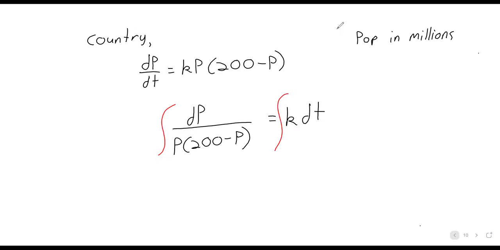And once you have A and B, that's 1/200 times 1/P plus 1/200 times 1/(200 minus P) dP, remember, not dT, dP. So what I'm doing is I'm taking this and I'm breaking it into parts. This is the partial fraction decomposition.